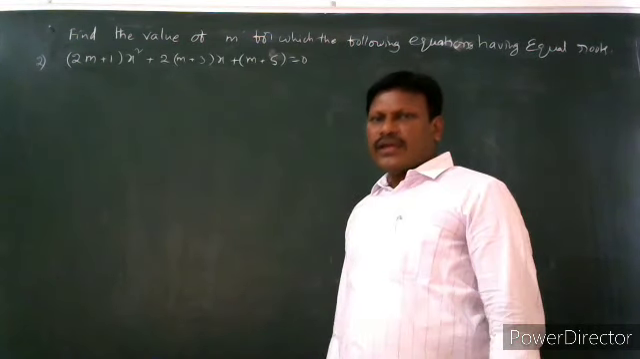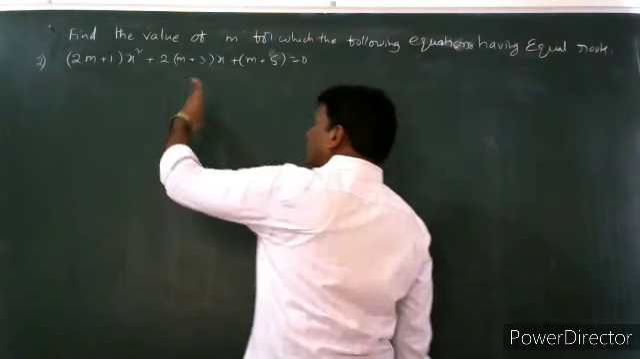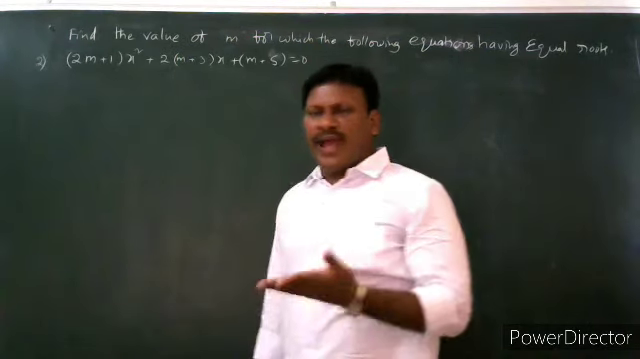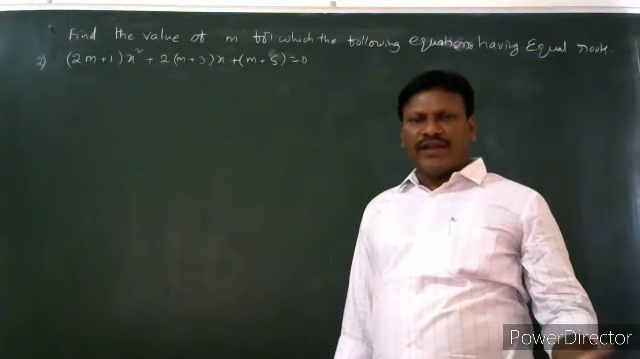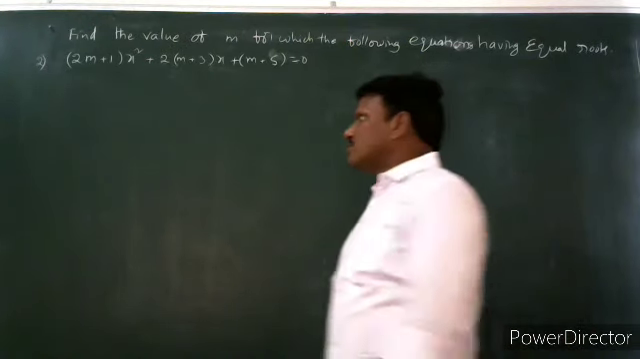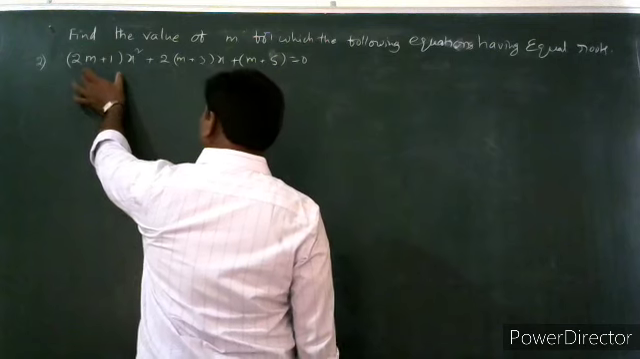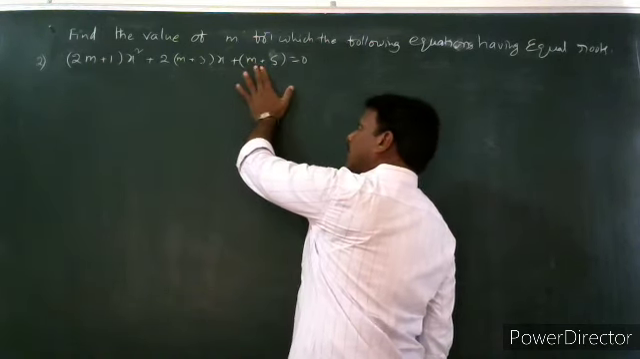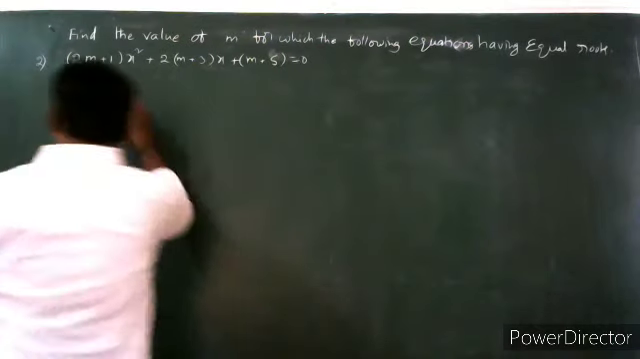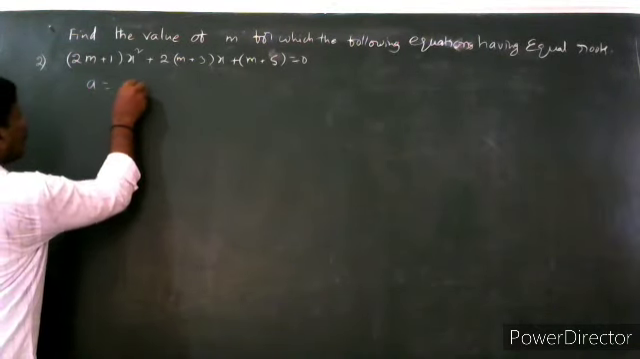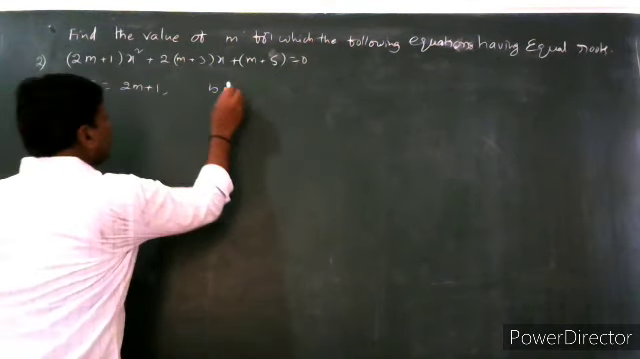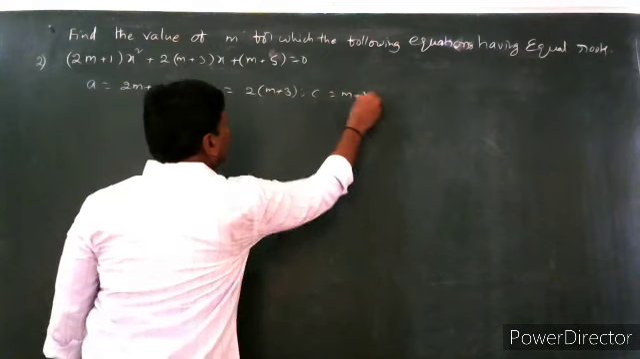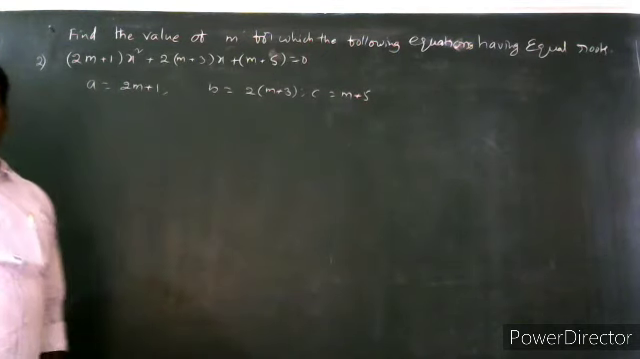Second question in this model, same. How to find the value of m when the equation has equal roots? Here the equation is 2m plus 1 into x square plus 2 into m plus 3 into x plus m plus 5 is equal to 0. Here a is equal to 2m plus 1, b is equal to 2 into m plus 3, c is equal to m plus 5.